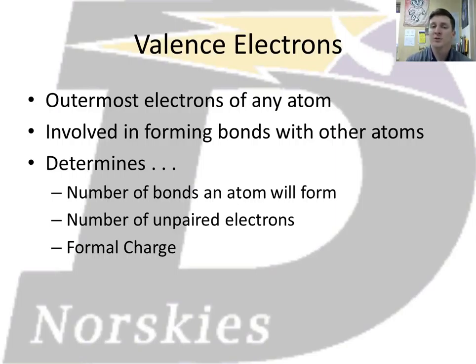Valence electrons determine a lot of things and basically provide a lot for us in terms of chemistry. They are going to determine the number of bonds an atom will have. They will determine the number of unpaired electrons that we'll have in a dot diagram, which I'm going to show you here in a little bit. And they also determine the formal charge of the atom as well, which we'll discuss later in this unit.